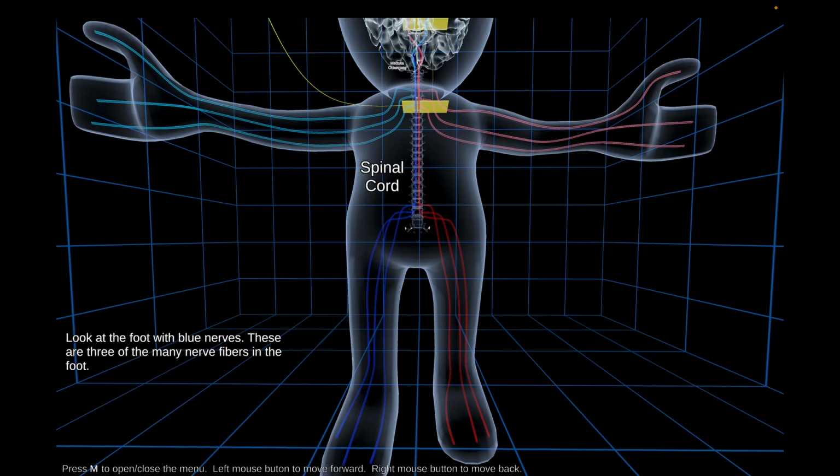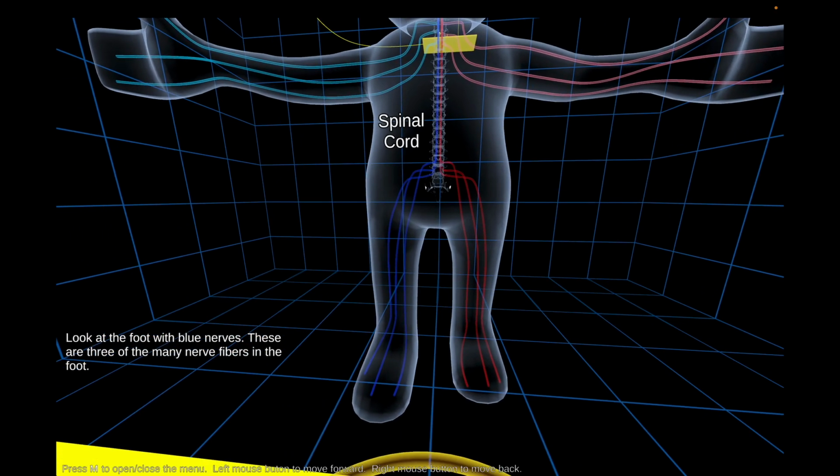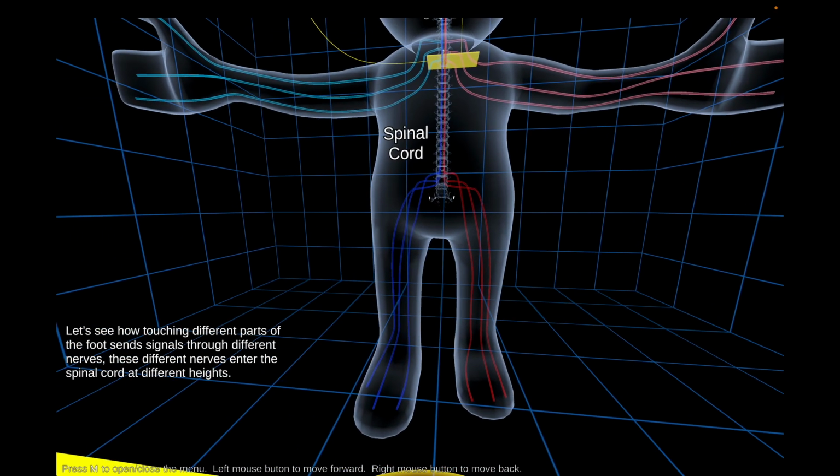Look at the foot with blue nerves. These are 3 of the many nerve fibers in the foot. Let's see how touching different parts of the foot sends signals through different nerves. These different nerves enter the spinal cord at different heights.